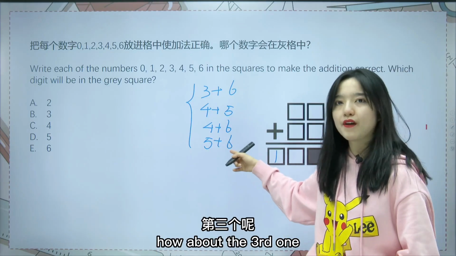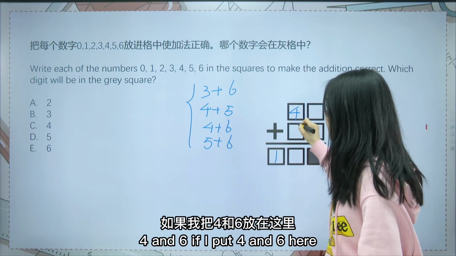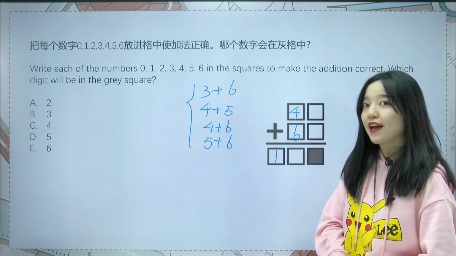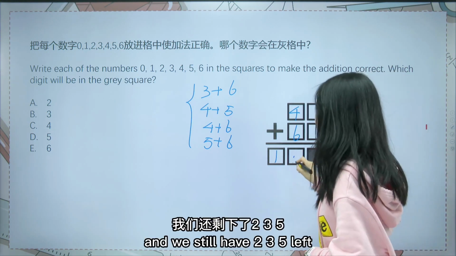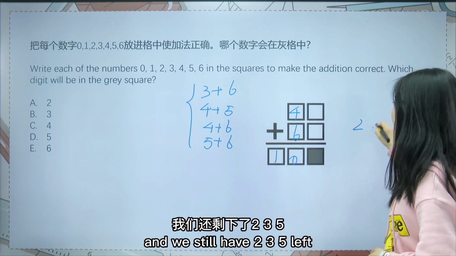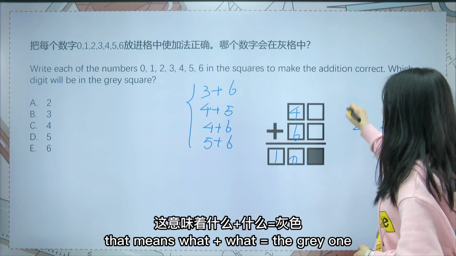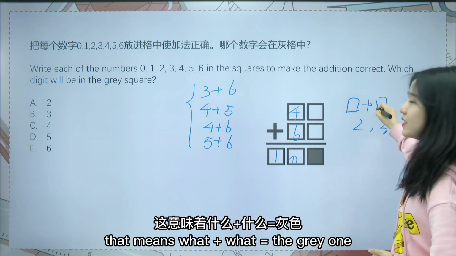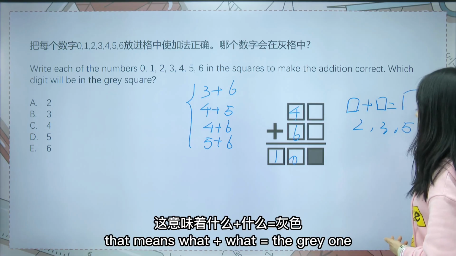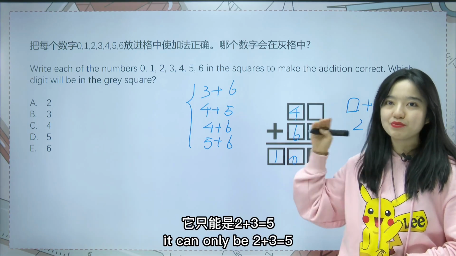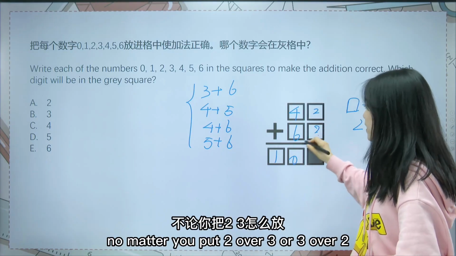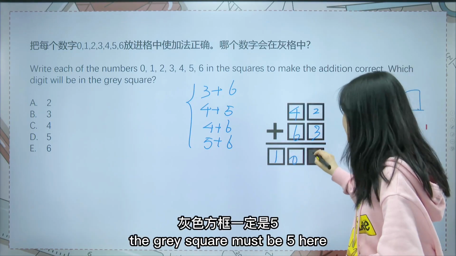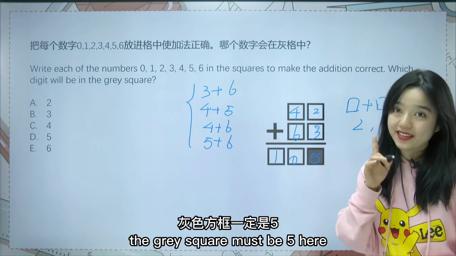How about the third one, 4 and 6? If I put 4 and 6 here, we will have 1 carrying over, and we still have 2, 3, 5 left. That means what plus what equals the green one? It can only be 2 plus 3 equals 5. No matter if you put 2 over 3 or 3 over 2, the gray square must be 5 here.